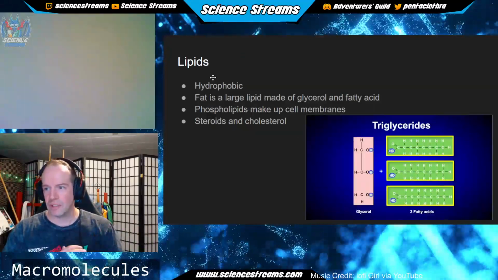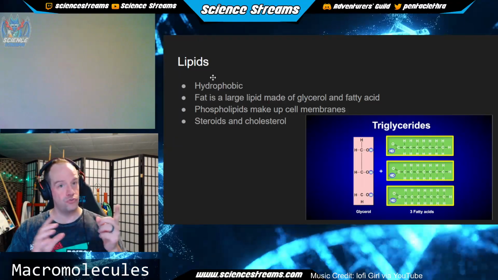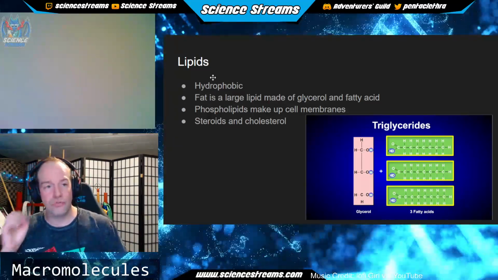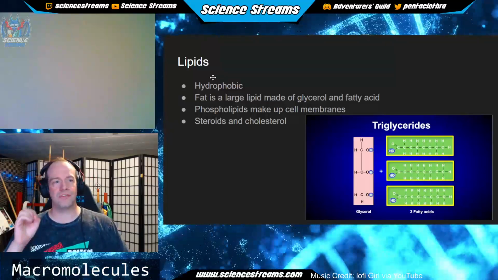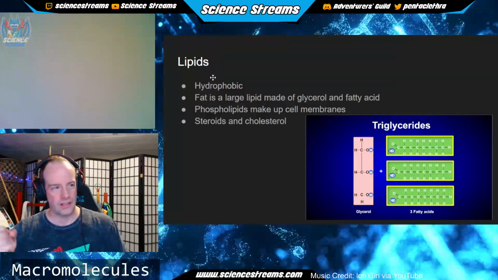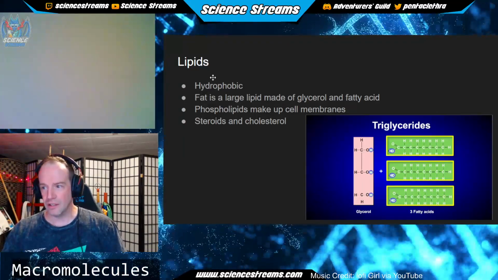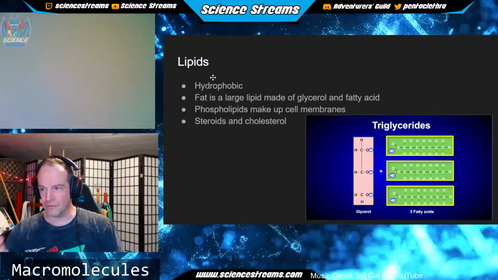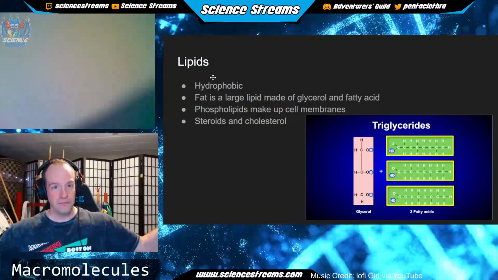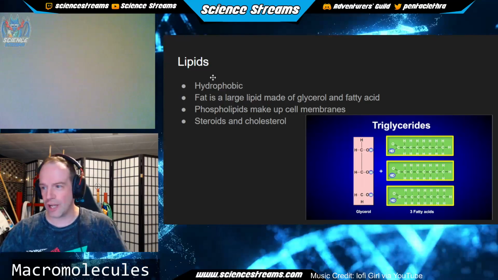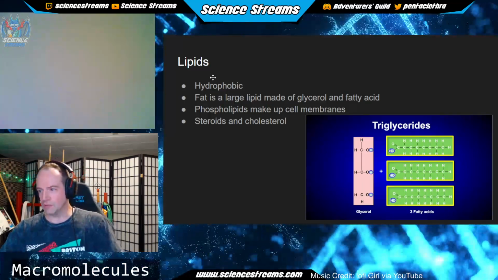Lipids. Lipids, on the other hand, instead of being hydrophilic like carbohydrates, are hydrophobic. Now, this is huge because this gives them the properties that we associate with fats and other lipids. So a fat is actually a large lipid made up of a glycerol and fatty acids. We can see a triglyceride here, and these will come together and make fats.